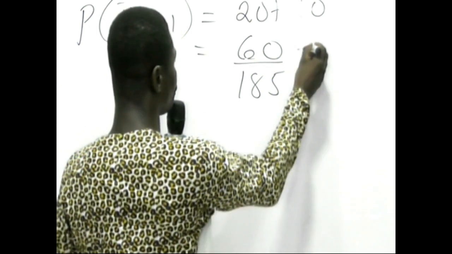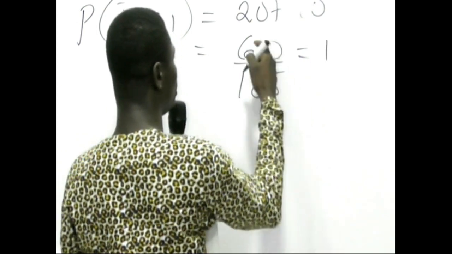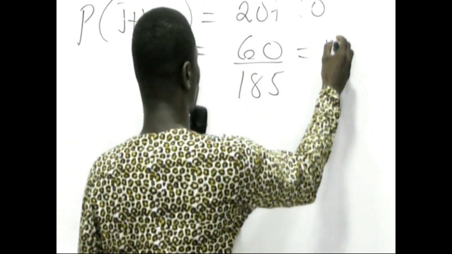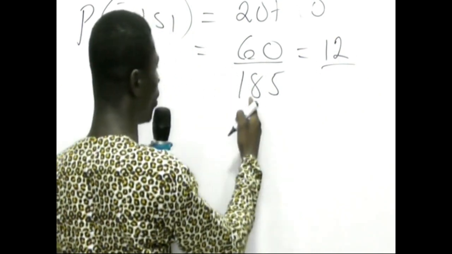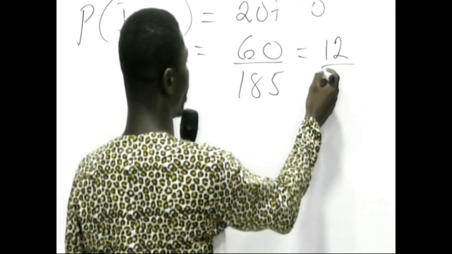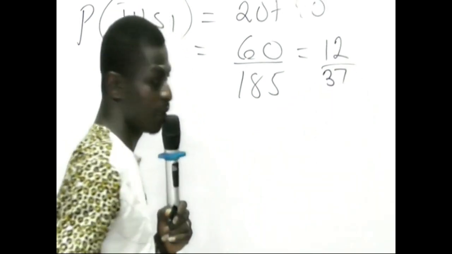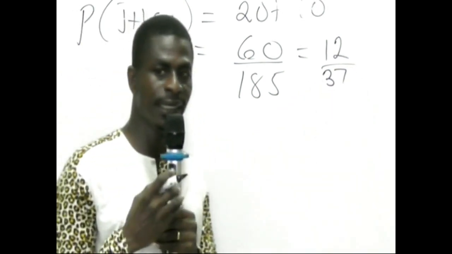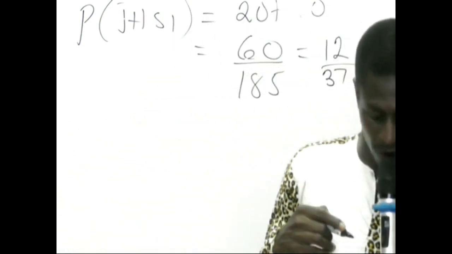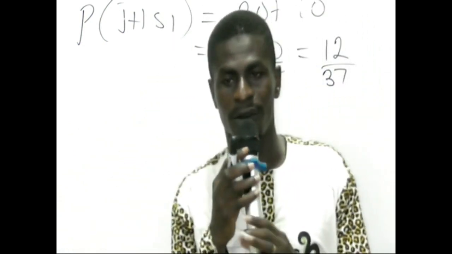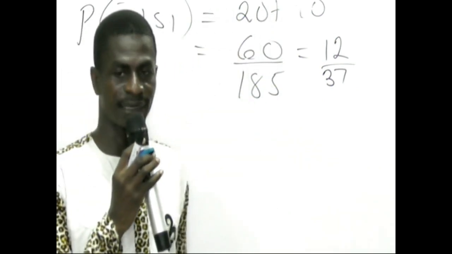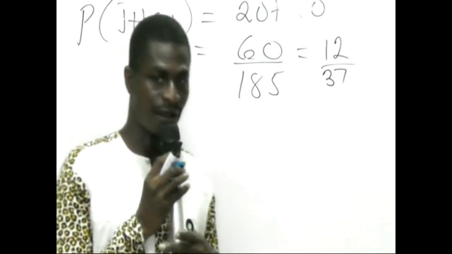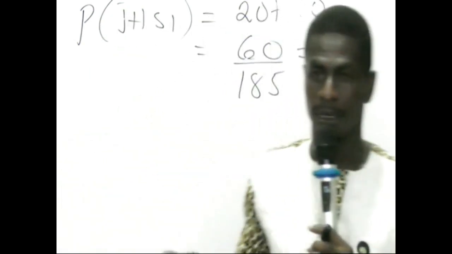5 will go here. We have 1, remainder 1, so we have 12. Then 5 will go here. We have, once again, 3, 7. And so the probability is 12 out of 37. And so that is what we have. And so that is for the table.